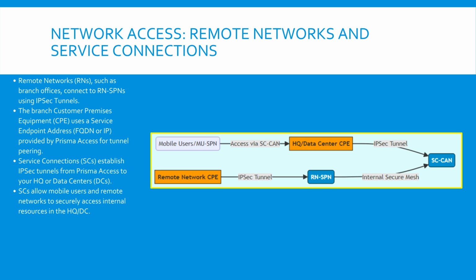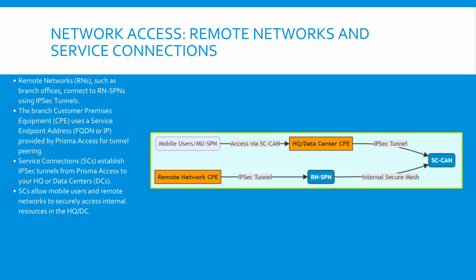To ensure that all users and branches can reach internal corporate resources, such as applications in your headquarters or data center, you deploy service connections. Service connections are also IPsec tunnels, but they connect Prisma Access directly to your corporate network edge. Once deployed, the internal routing within Prisma Access creates a secure, full mesh architecture, linking mobile users, remote networks, and service connections, enabling communication between all protected elements. This is how Prisma Access scales secure connectivity for the modern distributed enterprise.